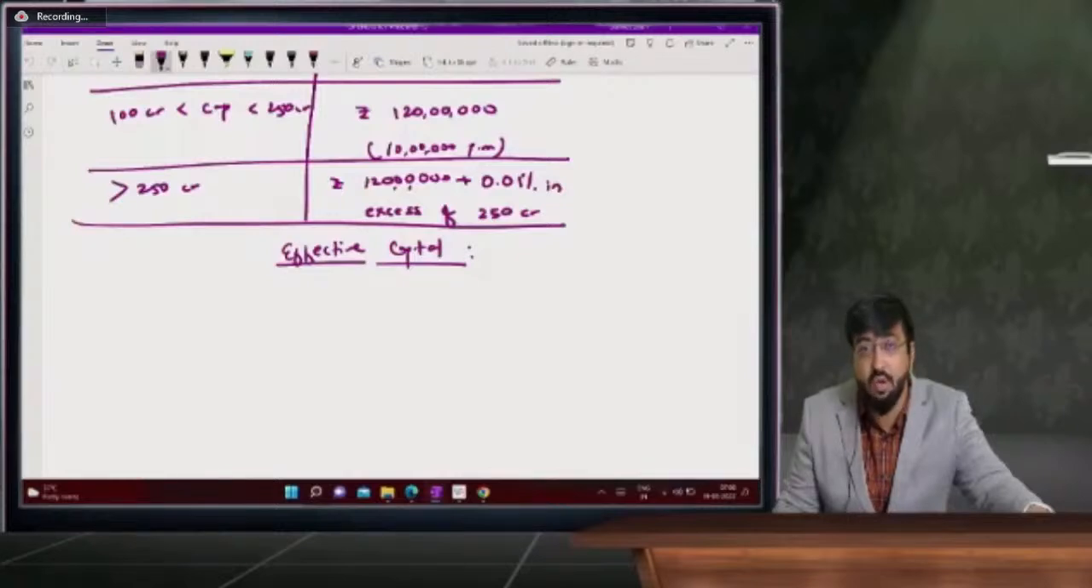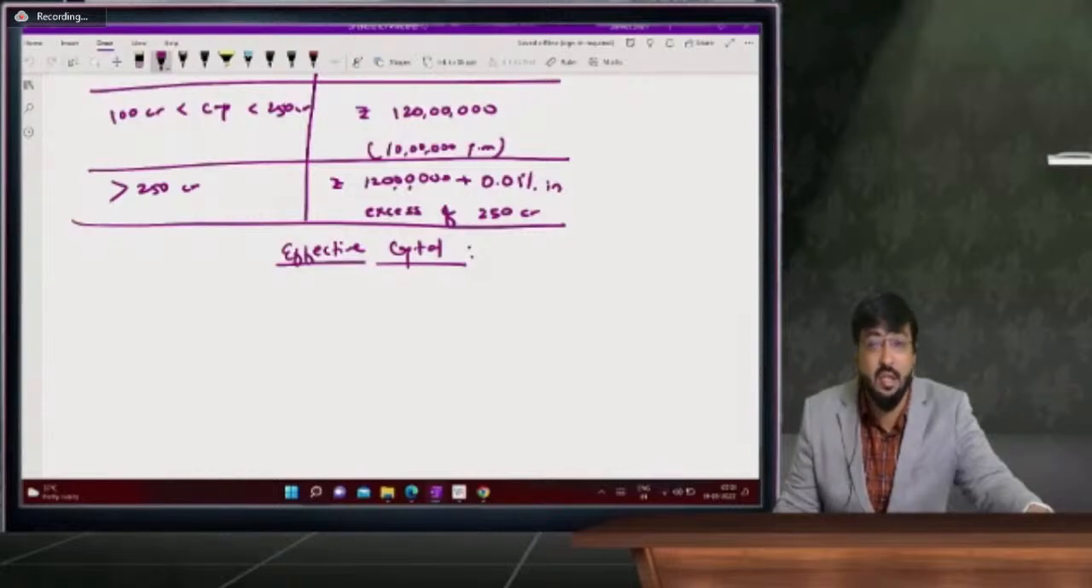Real account, as you are aware, is: debit what comes in and credit what goes out. And nominal account: debit all expenses and losses, credit all incomes and gains. As per modern approach of accounting, asset shows debit balance, liability shows credit balance, expenses debit, income credit, and capital credit.